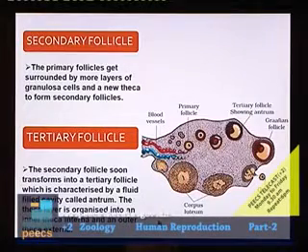All these changes from primary to secondary, from secondary to tertiary, are happening under the influence of a hormone. You know that hormone, that is follicle stimulating hormone. So follicle stimulating hormone is helping in this transformation of follicles from primary to secondary, from secondary to tertiary, and a fully developed tertiary follicle is known as Graafian follicle.